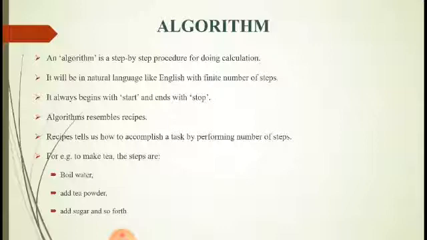An algorithm resembles a recipe. Recipes tell us how to accomplish a task by performing a number of steps. For example, to make tea, we have to follow some steps. That is, first we have to boil water, add tea powder, add sugar and so forth.